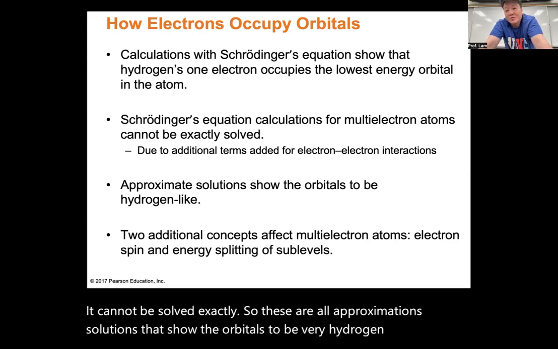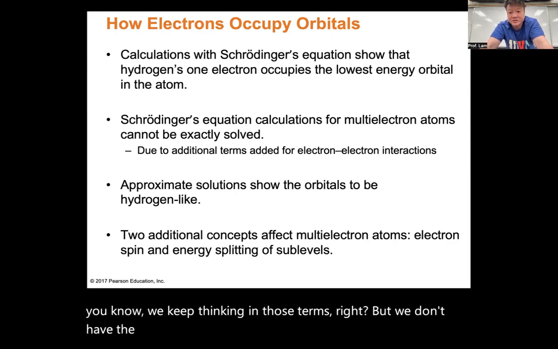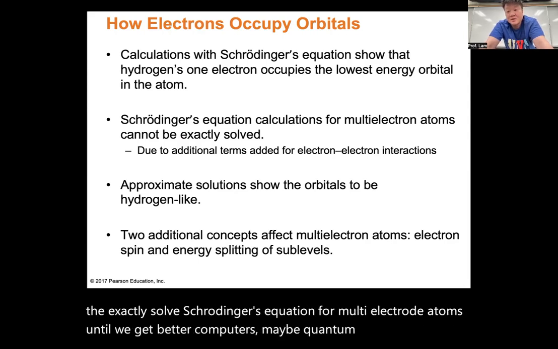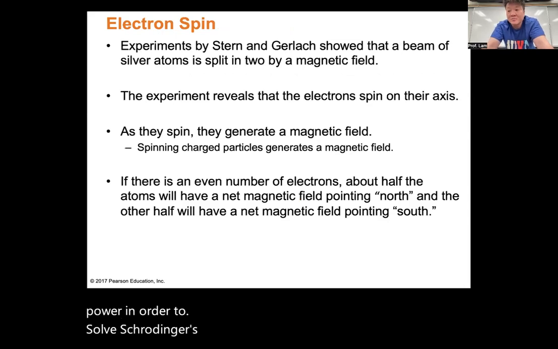And so we keep thinking in those terms, right? But we don't have the exactly solved Schrodinger's equation for multi-electron atoms. Until we get better computers, maybe quantum computing will allow us to do that, right? But we don't have the computing power in order to solve Schrodinger's equation for multi-electron atoms.